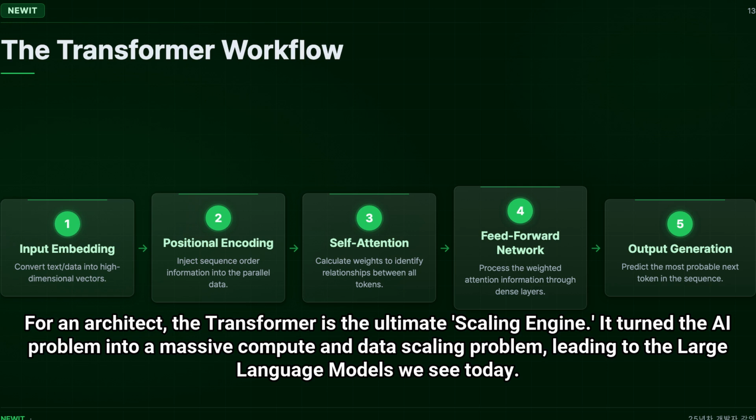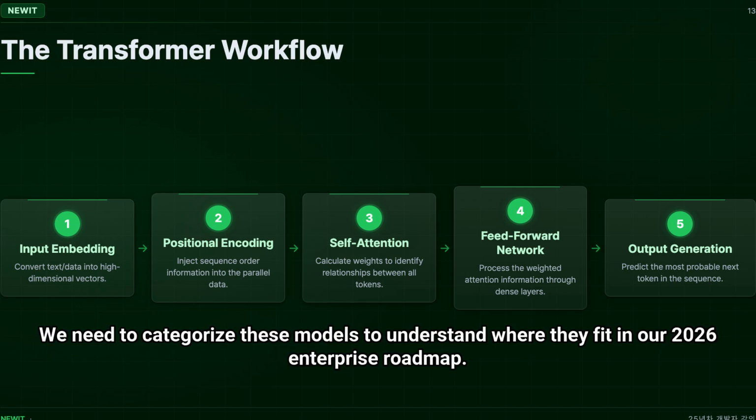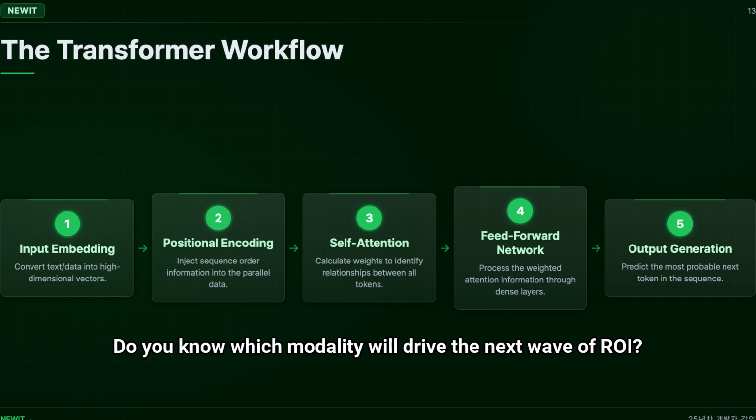For an architect, the transformer is the ultimate scaling engine. It turned the AI problem into a massive compute and data scaling problem, leading to the large language models we see today. However, simply having a powerful engine isn't enough for a business. We need to categorize these models to understand where they fit in our 2026 enterprise roadmap. Do you know which modality will drive the next wave of ROI?